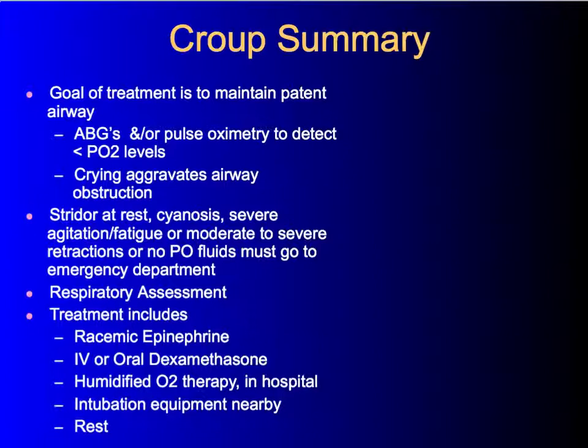Do your respiratory assessment, and treatment will include racemic epinephrine, IV and or oral dexamethasone, which is your corticosteroid, and it will be switched from IV to PO. Humidified oxygen while they're in the hospital, and you should have intubation equipment nearby.